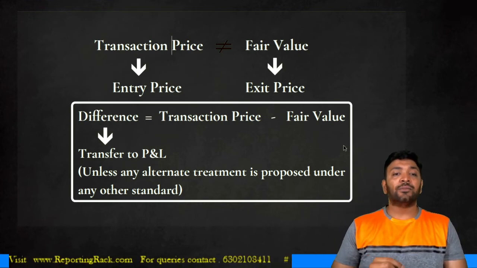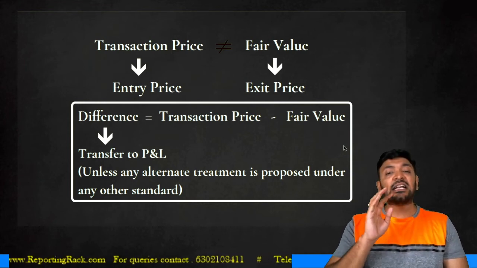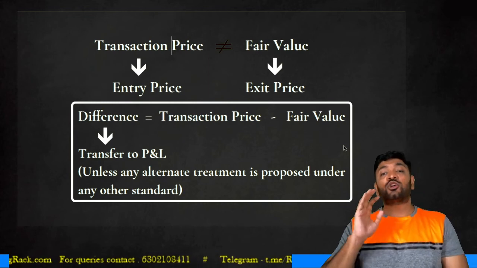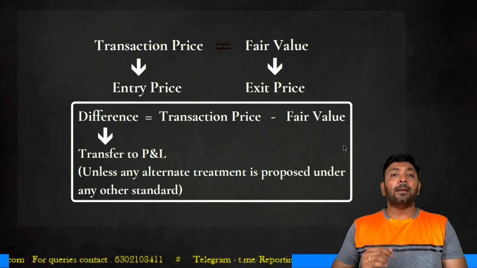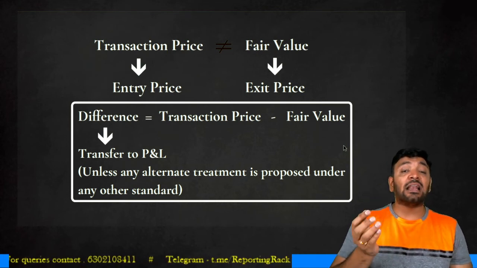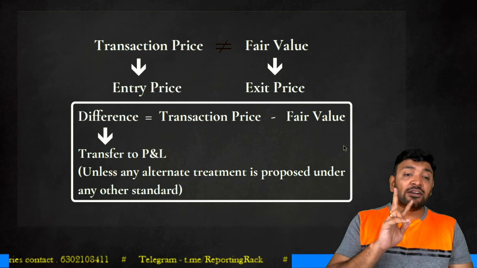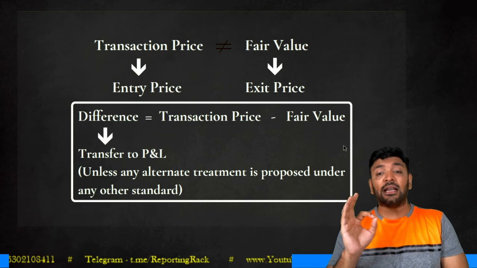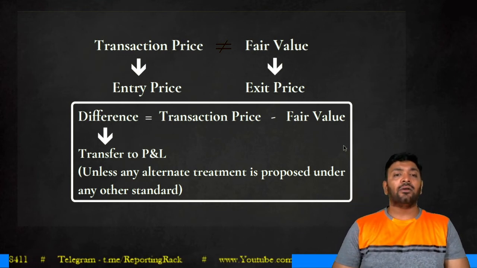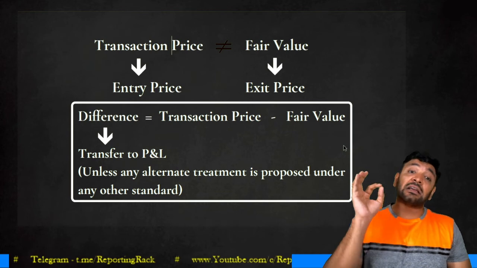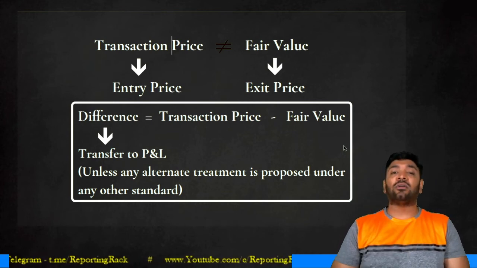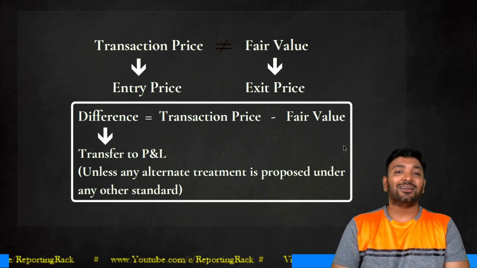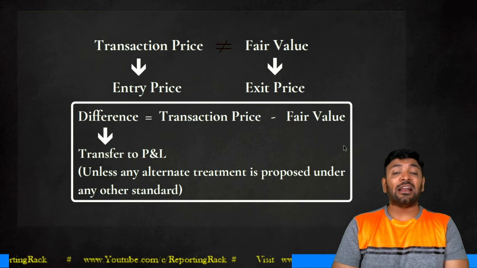Whenever I have a transaction to be recognized at fair value, a transaction is in such a way that it should be recognized at its fair value, but I paid a different price while entering into the transaction, such a difference which comes up should be transferred to P&L unless an alternative treatment is proposed under any other standard. Now, what is this alternative treatment? I'll come to Ind AS 109, where I'll give you an alternative treatment for a similar transaction where your transaction price is not equal to fair value. So, I'll tell you where it happens.